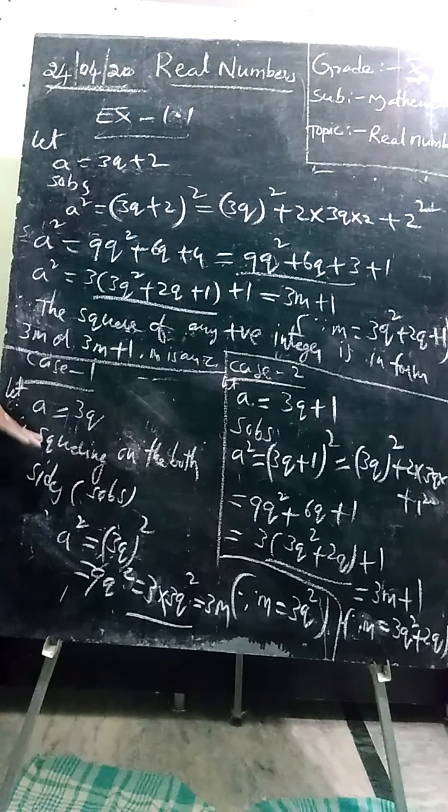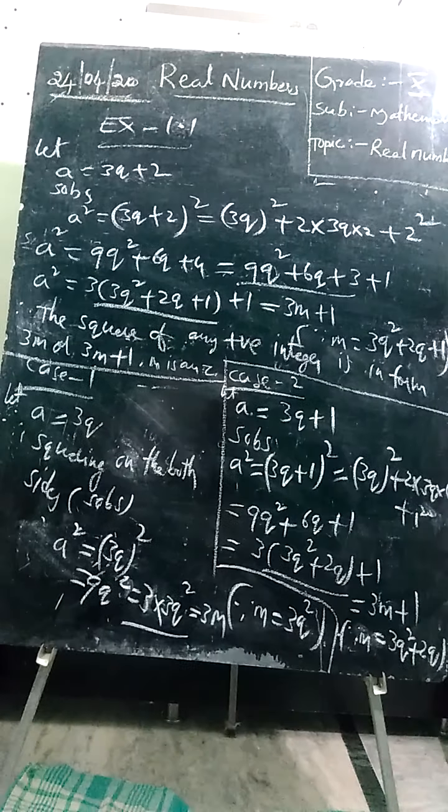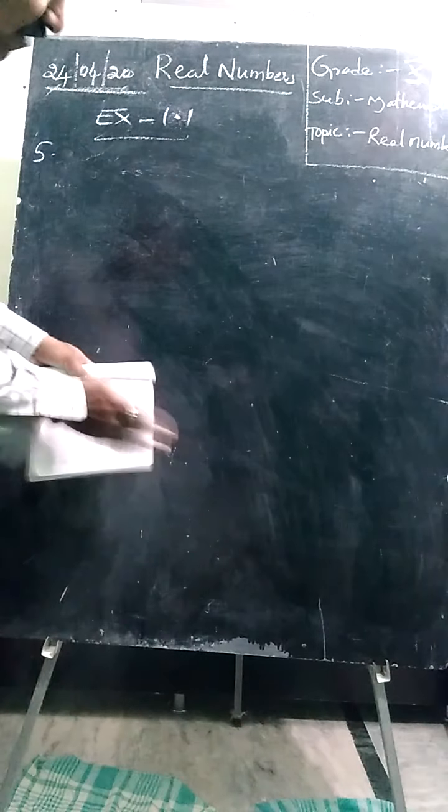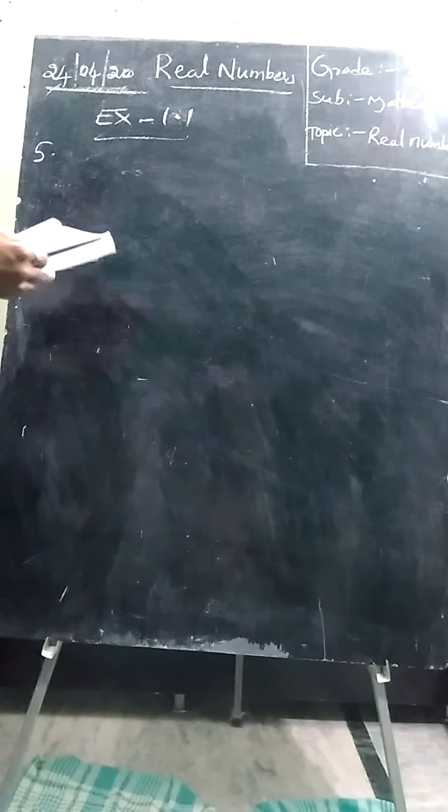By Euclidean lemma, we proved all these. The square of any positive integer is in the form of 3m or 3m plus 1, where m is an integer. So this is the way to solve problems by using Euclidean lemma. These are the applications of Euclidean lemma. Yes, students, previously we discussed some applications of Euclidean lemma. Let us discuss one more application of Euclidean lemma. With this we conclude this exercise, and then we'll start the next exercise, which is based on the fundamental theorem of arithmetic.